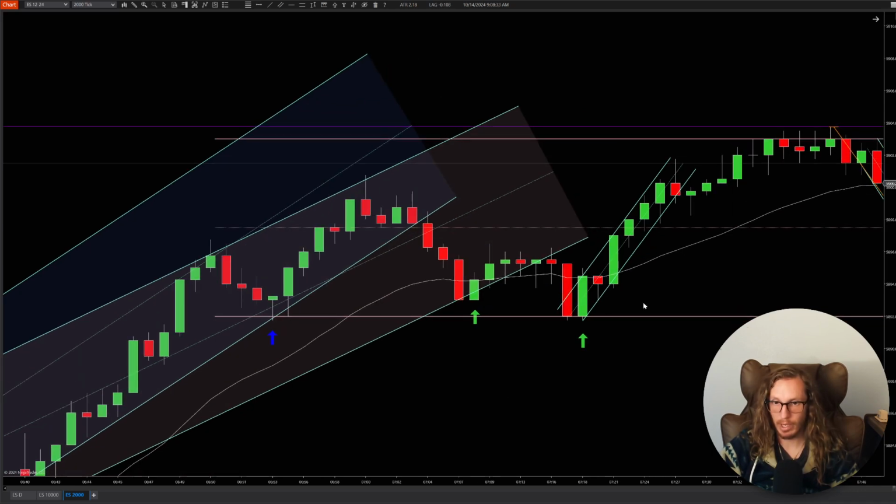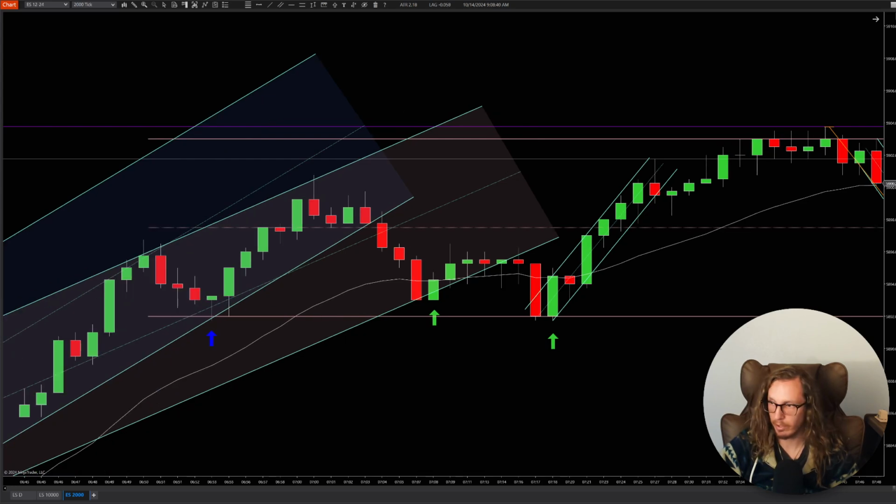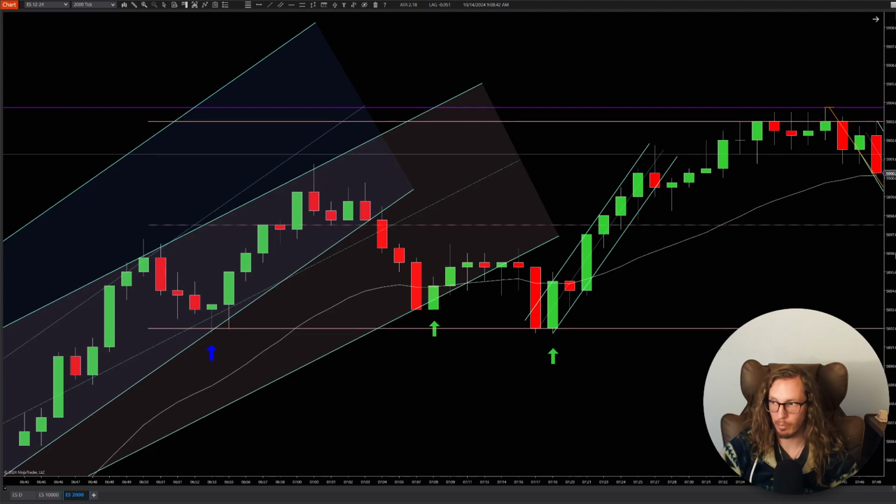this is your break of the steep channel and this is your break of the wide channel. They happen basically in the same place, and then you do get your new high right here. So it ends up working out exactly the way that price action should. So I think both of those in some ways were valid.